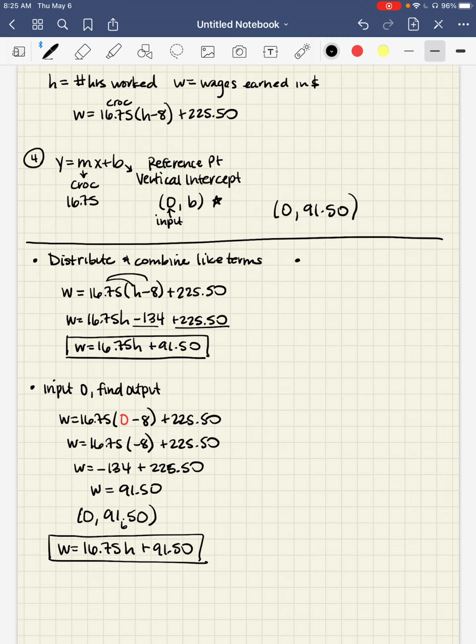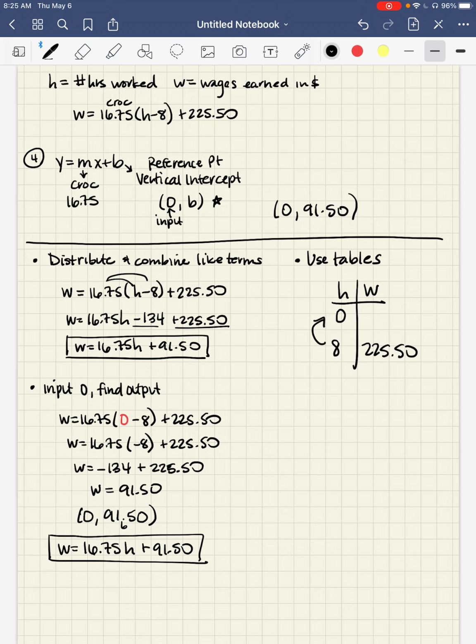The third way that we could do it is we could use tables. Some of you guys have really liked the tables in terms of organizing things. So in order to make my table, I'm going to put 0 in here because that's what I'm looking for, the output there. And then we know if you work 8 hours, you make $225.50.